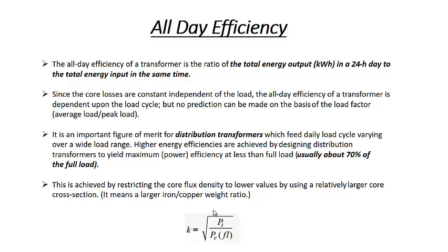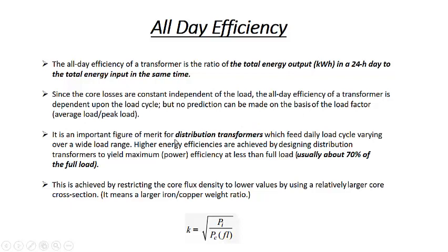Since the core losses are constant, independent of the load, the all-day efficiency of a transformer is dependent upon the load cycle. That means how much time the load will be on or off. But no prediction can be made on the basis of load factor, that is average load by peak load, which is known as load factor, because it will show you actually the average of the overall load.